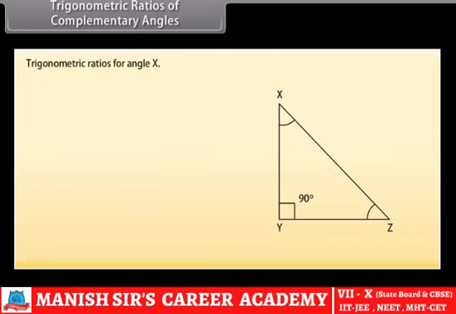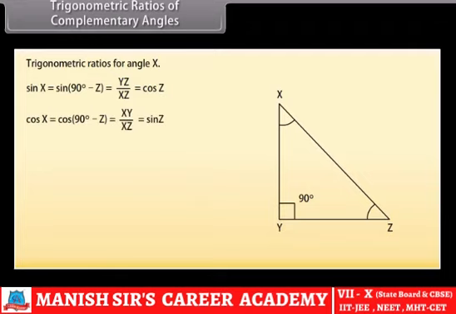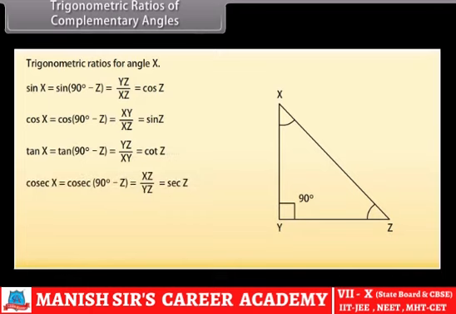Let us now list the trigonometric ratios of angle X. Sin X is equal to sin of 90 degree minus Z equals YZ upon XZ equals cos Z. Cos X is equal to cos of 90 degree minus Z equals XY upon XZ is equal to sin Z. Tan X is equal to tan of 90 degree minus Z equals YZ upon XY equals cot Z. Cosec X is equal to cosec of 90 degree minus Z equals XZ upon YZ equals sec Z.